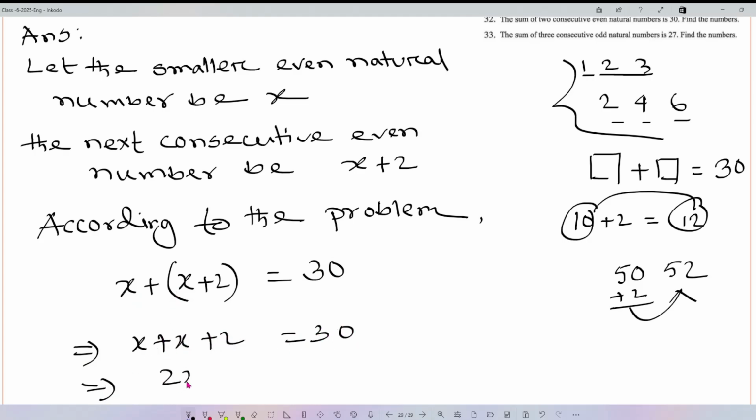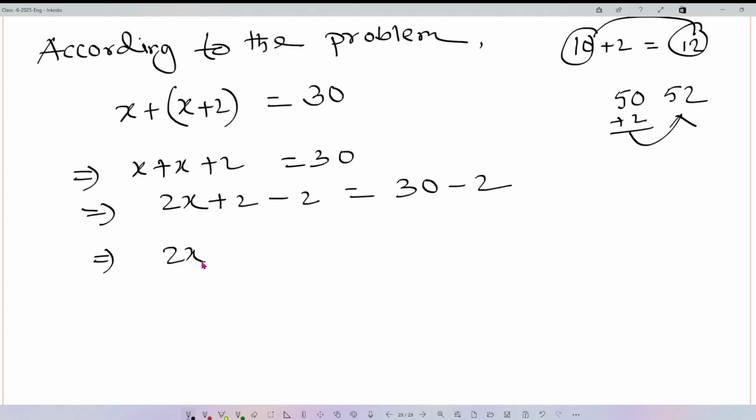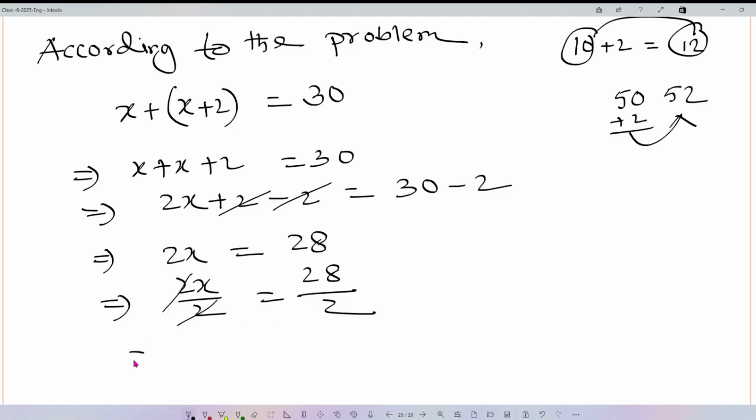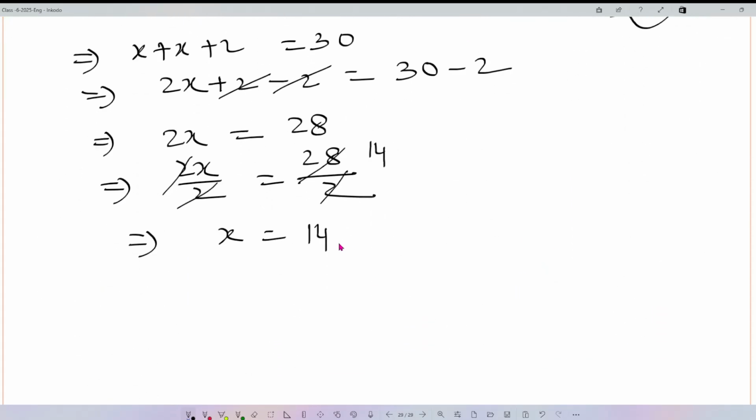Then x plus x is 2x, and this plus 2 we do not need on the left side, so minus 2 on both sides: 2x plus 2 minus 2 equals 30 minus 2, right? Then 2x, the plus 2 and minus 2 cancel out, so here 30 minus 2 is 28. Now we can divide both sides by 2, so 28 by 2, and these 2s cancel out. x equals 28 by 2, which is 14. So our answer is 14. But it says find the numbers, so x equals 14.